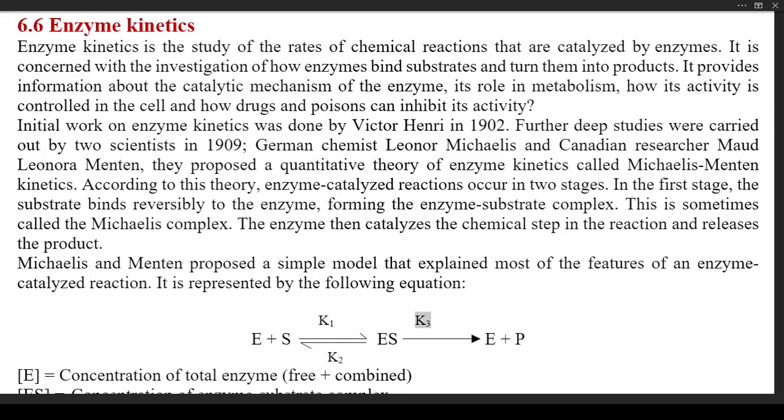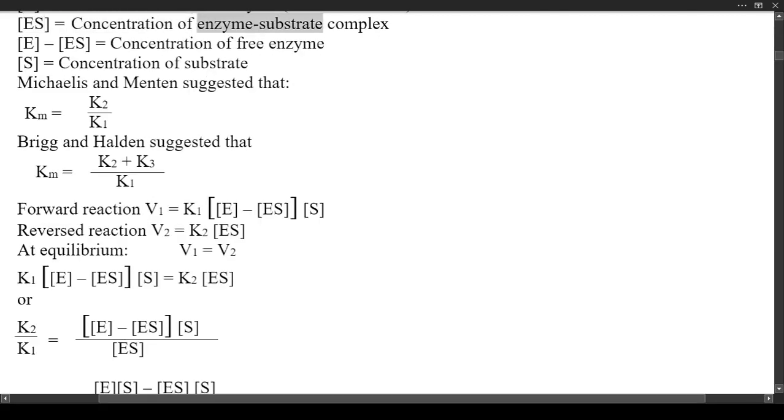E plus S, with rate constant K1 forward and K2 backward, gives ES, which with K3 gives E plus P. E equals concentration of total enzyme, free plus combined. ES equals concentration of enzyme-substrate complex. E equals concentration of free enzyme. S equals concentration of substrate. Michaelis and Menten suggested that K2 is much greater than K3. Briggs and Haldane suggested that K2 plus K3 is much greater than K1.